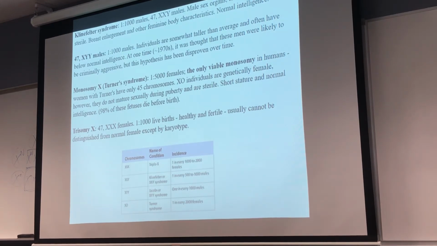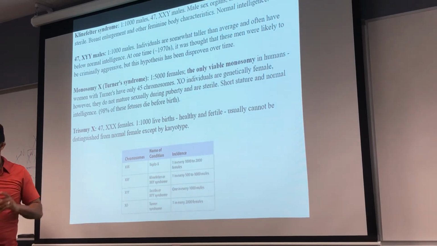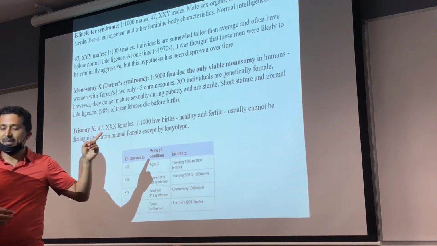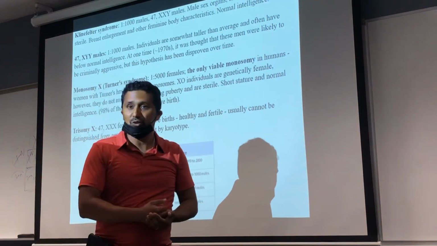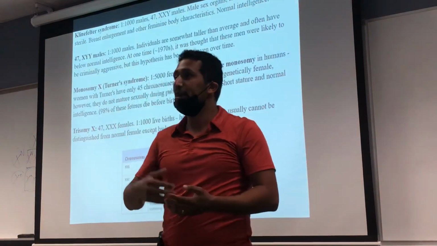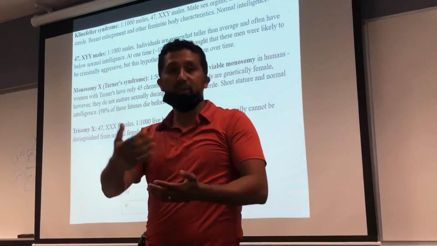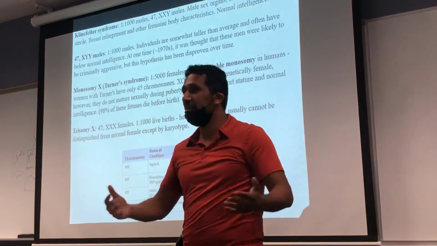For the 47,XYY, with a double Y chromosome, these individuals are somewhat taller than average and often have below normal intelligence. In the 1970s, it was thought that these men were likely to be criminal and aggressive, but that hypothesis was disproven over time. That was because during that time they were doing DNA testing on people who were in jail, to determine whether they were guilty or not guilty.